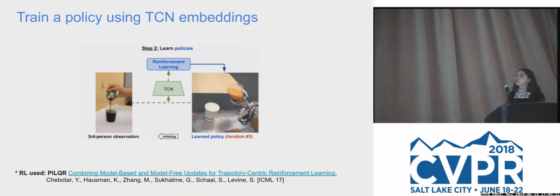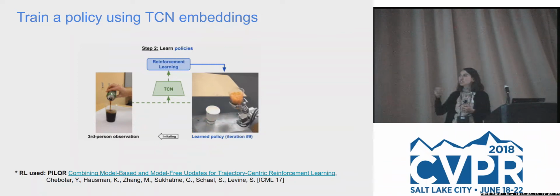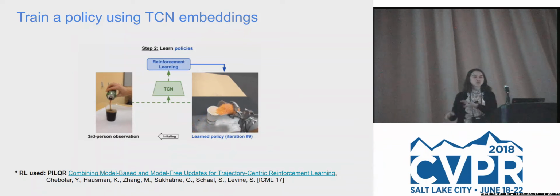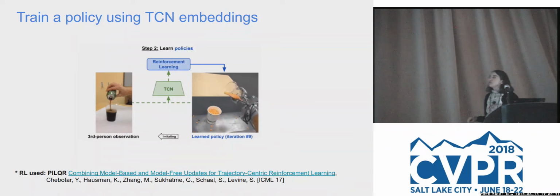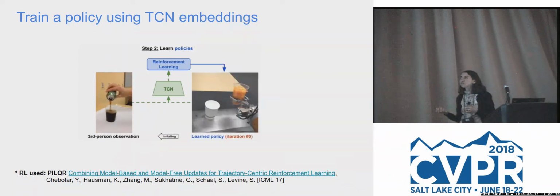So here is the robot trying to imitate this pouring action, and we're using granular media, these small balls, because you don't want to spill water around robots. As you can see, it's a challenging task.